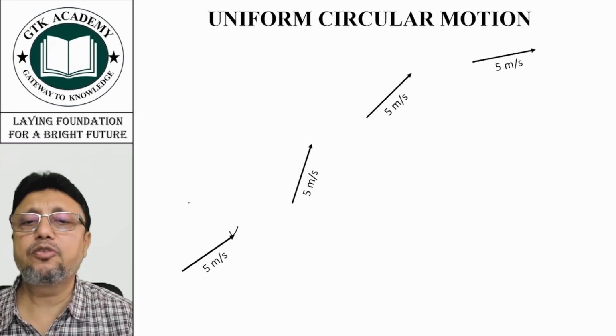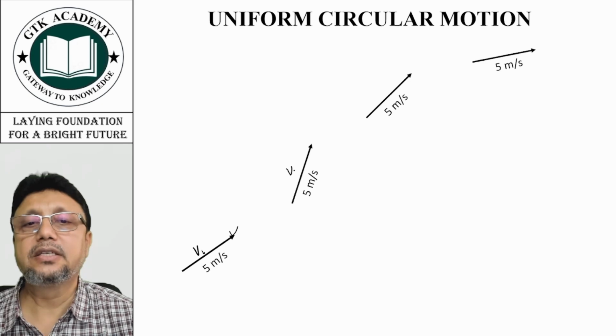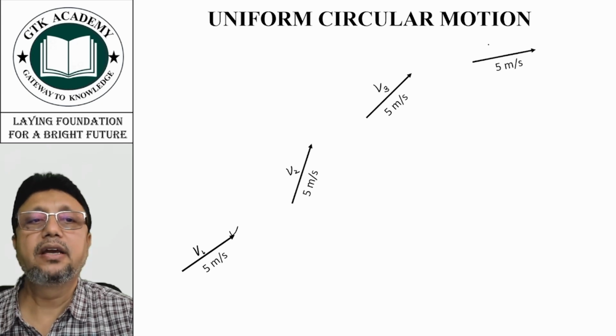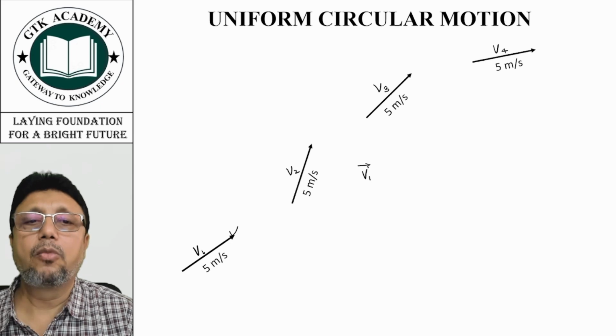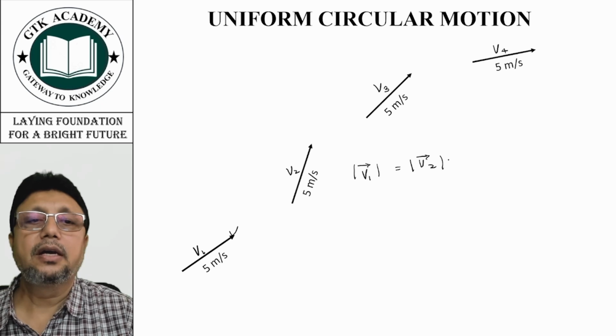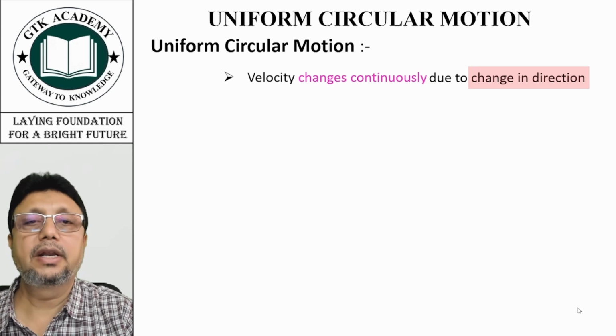So speed in all these cases is 5 meter per second, but if the velocity in this case is v1 and this case is v2, this case is say v3, this case is v4, the velocities are different in all these cases. So |v1| is equal to |v2|, magnitude is the same, is equal to |v3| is equal to |v4|, and that is equal to 5 meter per second. I hope this is absolutely clear now. So let's move forward.